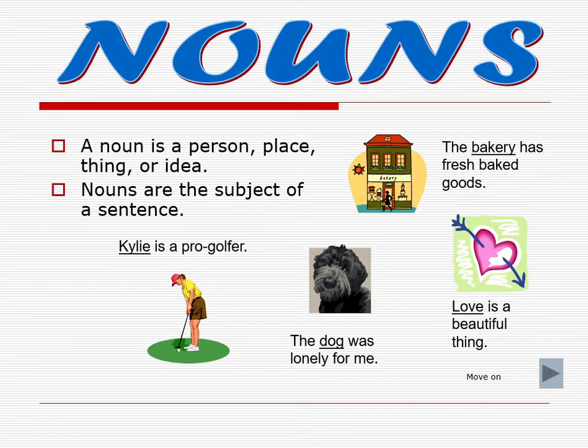Like the example, the bakery has fresh baked goods. So here the name is bakery, so it's a noun. And the second example is Kelly is a pro golfer. The noun, the name, is Kelly. The next example, the dog was lonely for me. The name is dog, so it's a noun. Love is a beautiful thing. Here the word love is a noun.